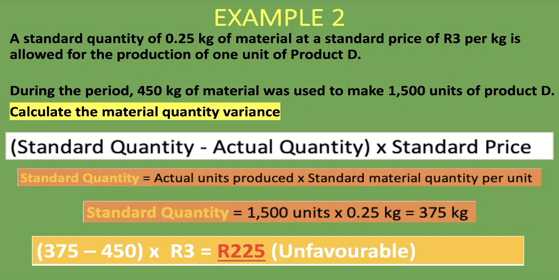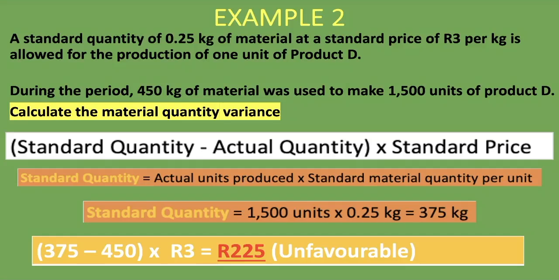But for you to explain why it would be unfavorable, you can see here that we actually used more material than we expected or than we planned for. For 1,500 units that we produced, we should have used 375 kg according to our standard, which was 0.25 kg per unit. But what did we end up doing? We ended up using 450 kg to produce the 1,500 units. That means we used more than we should have used.